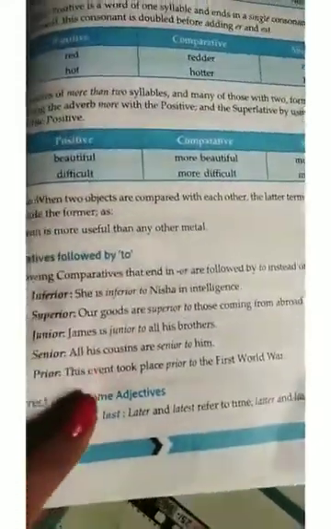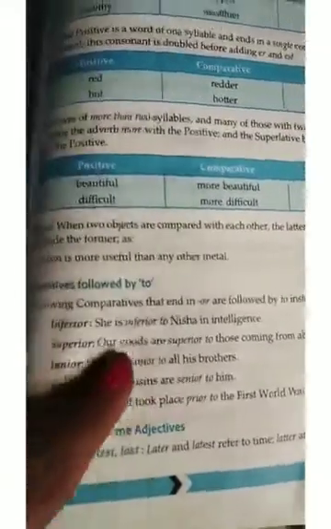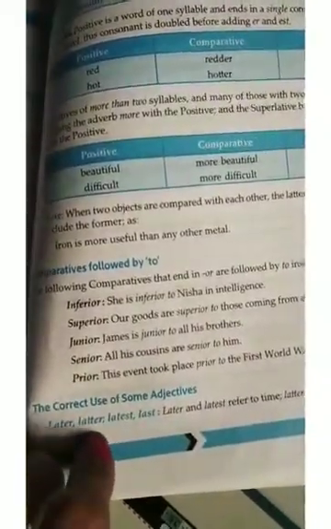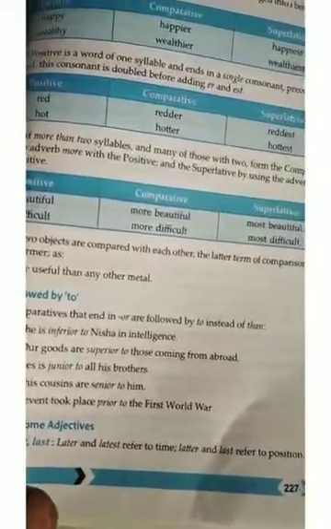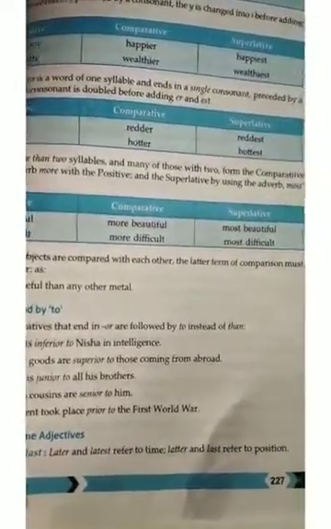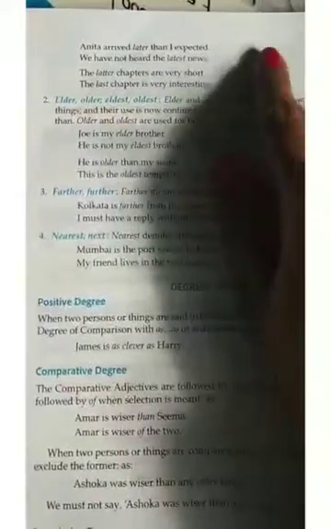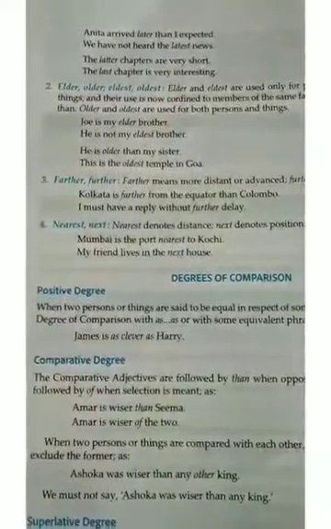There are some comparatives which end in or, and they are followed by to, as we have discussed. Now the correct use of some adjectives: later, latter, latest and last. Later and latest refer to time, and latter and last refer to position. As we can see in the example, Anita arrived later than I expected. It shows the time. And we have not heard the latest news. Again, it is the time which is currently running. The latter chapters are very short. The last chapter is very interesting. It shows position.